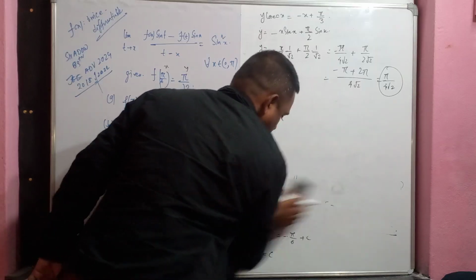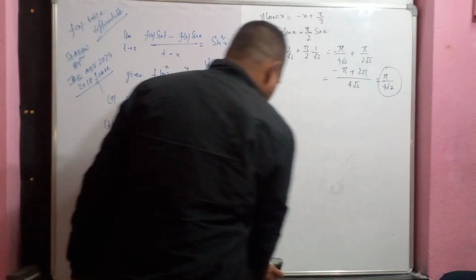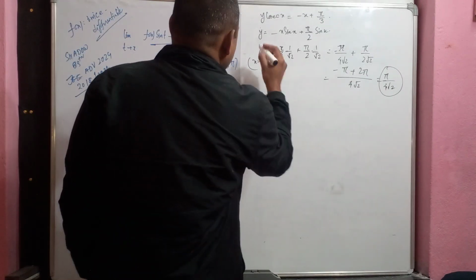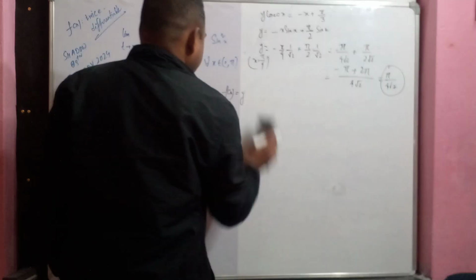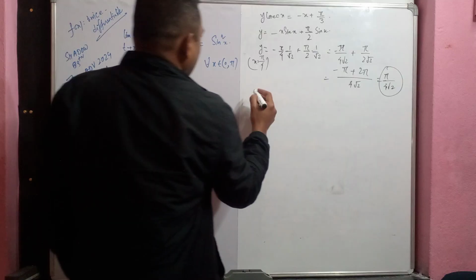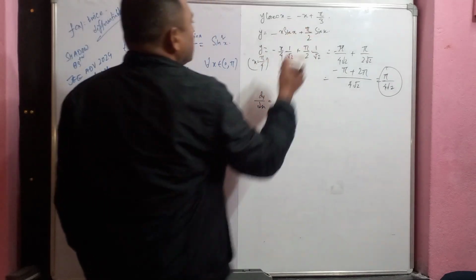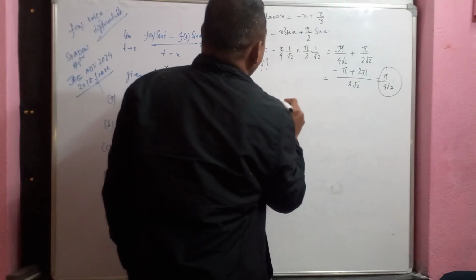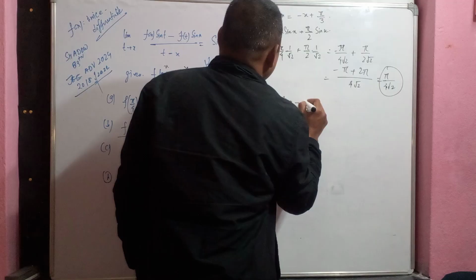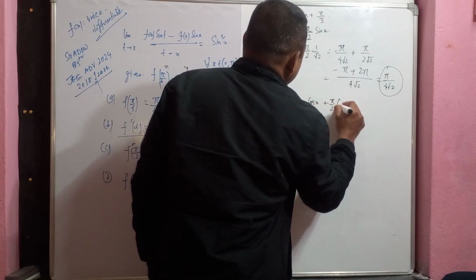This one is a lengthy one, but still you can easily do it within 10 minutes or 7 to 8 minutes. So y means f x. So option A is correct. Now dy dx, that is f dot x. Do the differentiation: minus 1, so minus sin x minus x cos x plus pi by 2 cos x.